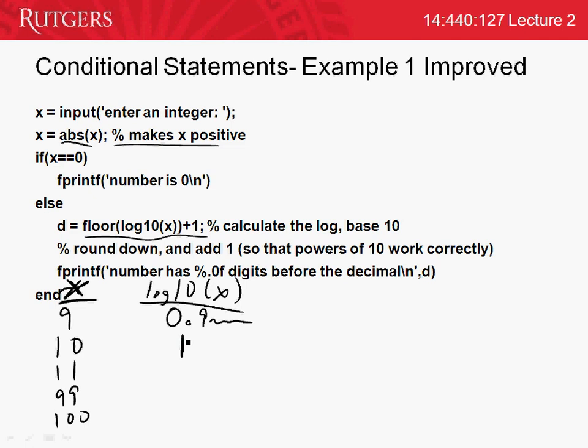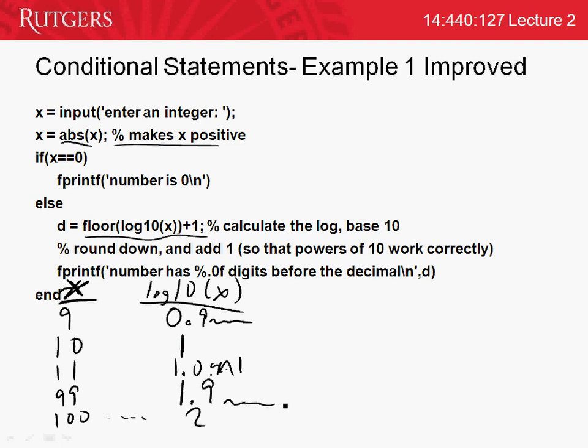Similarly, the log base 10 of 11 has to be a little bit more than 1, so 1.0 something. And let's see, log base 10, and I'm going to skip 99 for now. The log base 10 of 100 is 2. Right? 10 squared is 100. So therefore, the log base 10 of 99 is going to be like 1.9 something.